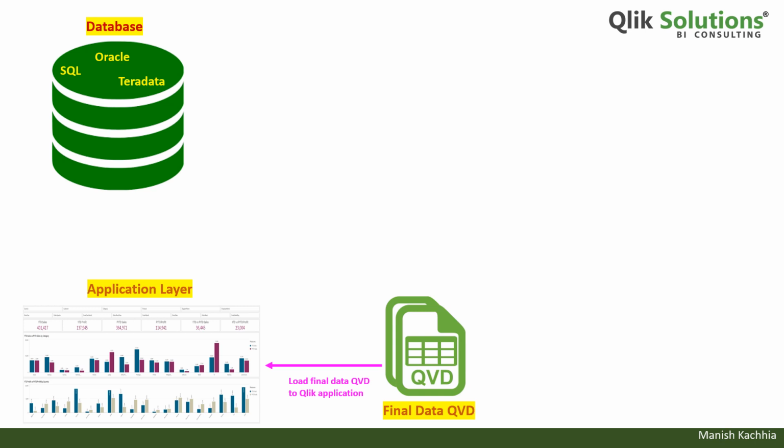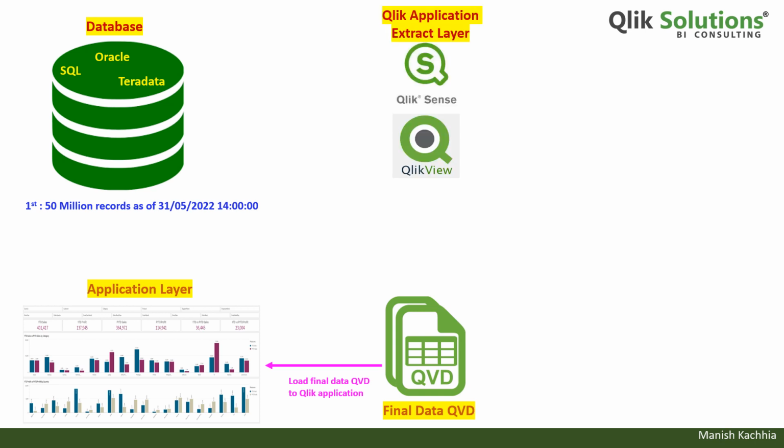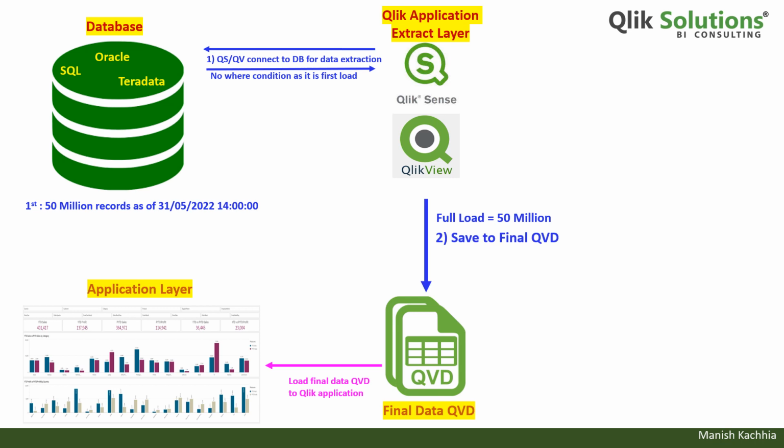Say for the first time, we have around 50 million records as of 31st of May 2022 at 2 p.m. And we will use a Qlik Sense or QlikView application which will connect to the database through a data connection and then extract these 50 million records without any where condition, without any filter, because we want to do the full load. At the end of the extraction process, we will get 50 million records which we will save in the final data QVD.